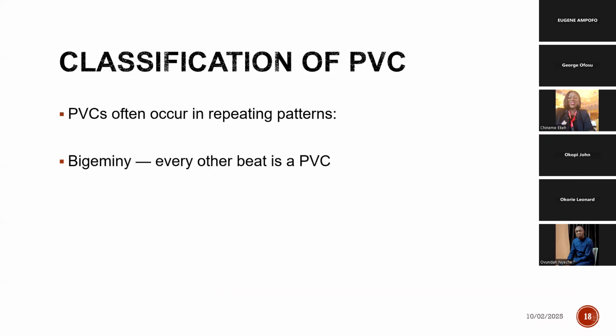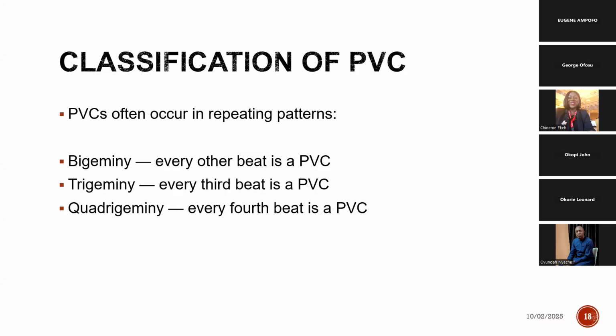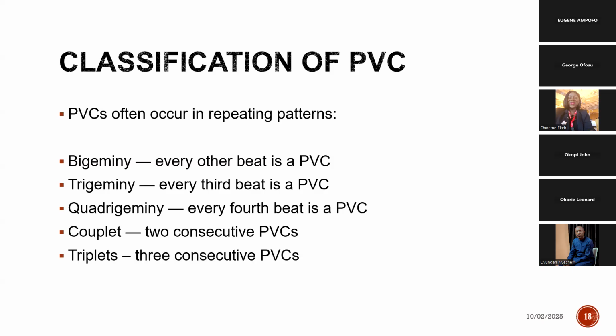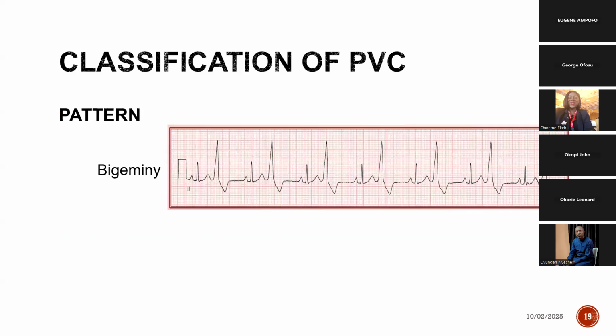PVCs often occur in repeating patterns, and by these patterns we have various forms. We have bigeminy, in which every other beat is a PVC. We have trigeminy, in which every third beat is a PVC. Quadrigeminy is where every fourth beat is a PVC. And couplets is when two PVCs occur in succession. We also have triplets, when you have three PVCs occurring consecutively. So this one shows a bigeminy.